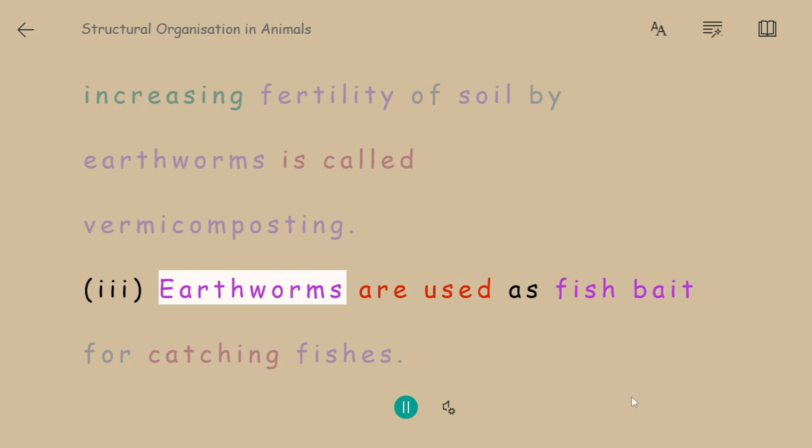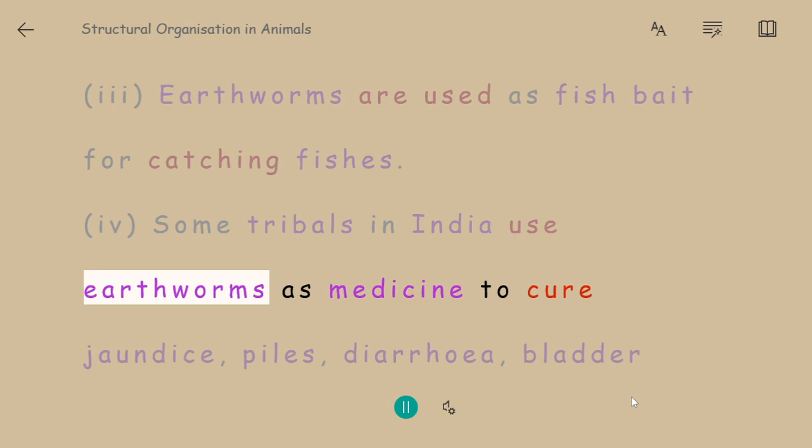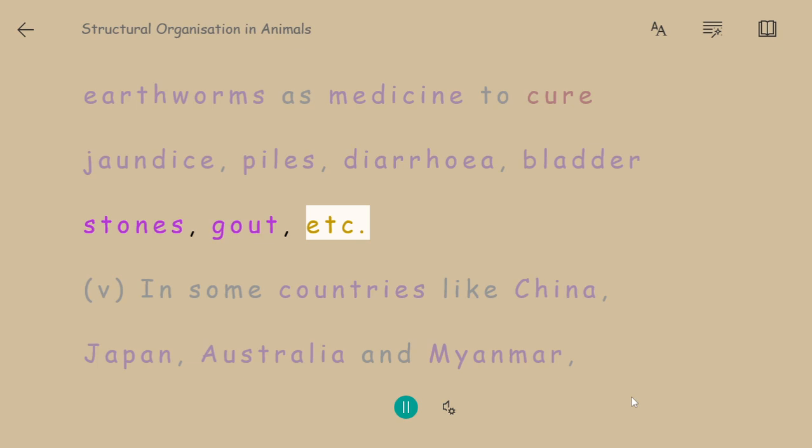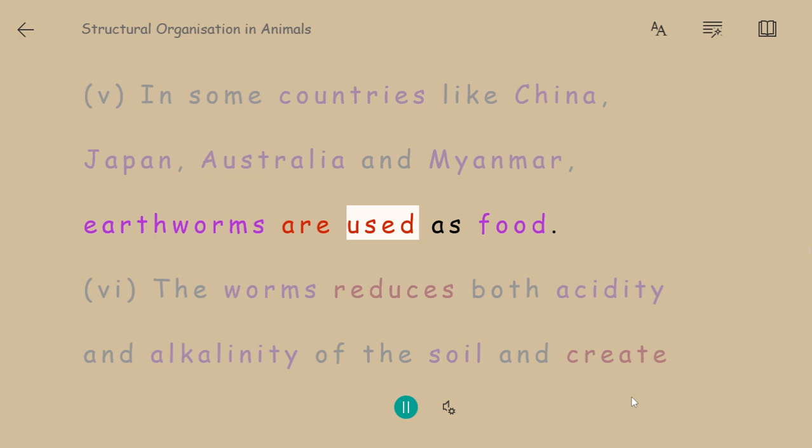3. Earthworms are used as fish bait for catching fishes. 4. Some tribals in India use earthworms as medicine to cure jaundice, piles, diarrhea, bladder stones, gout, etc. 5. In some countries like China, Japan, Australia and Myanmar, earthworms are used as food. 6. The worms reduce both acidity and alkalinity of the soil and create optimum conditions for plant growth.